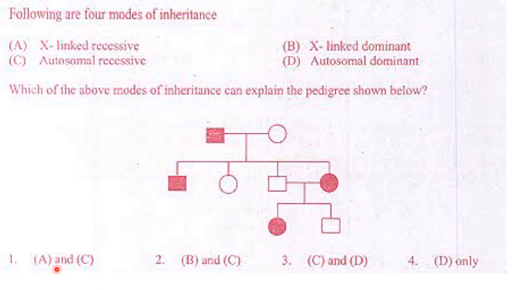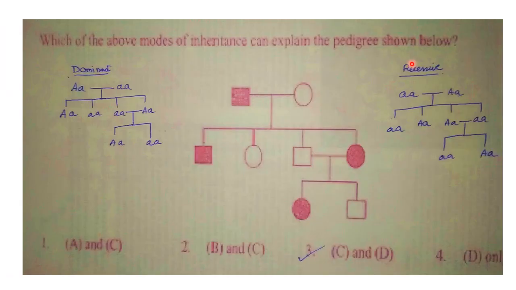Now they have given options A, B, C, D. So wherever A and B come, that is X-linked dominant and X-linked recessive, you can easily tell those options are not correct. So option 1 is not correct, option 2 is not correct. Now comes the case of C, D, or D only. So you have to see whether it is autosomal recessive, autosomal dominant, or just autosomal dominant only.